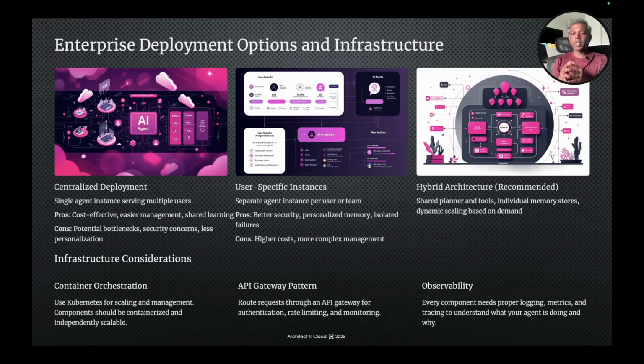It will always take care of authentication, and rate limiting and monitoring can be achieved with the help of the API gateway pattern. And you must have the observability pattern implemented in your AI agent architecture, because every component needs proper logging, metrics, and also tracing to be properly done so that you can avoid all the bottlenecks.